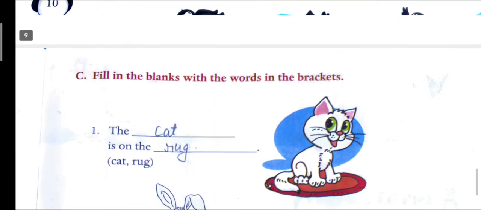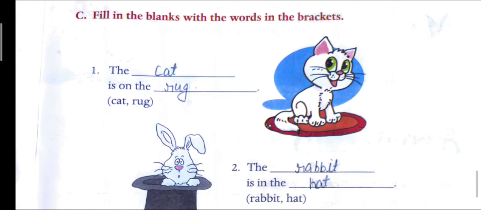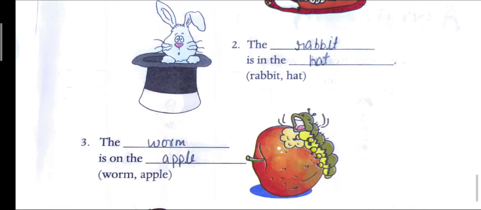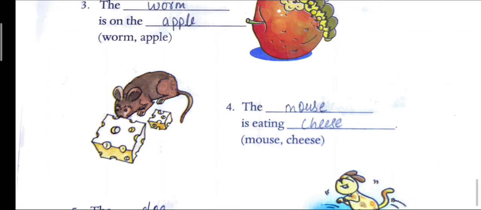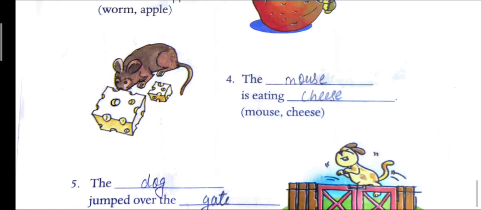Now next question, fill in the blanks with the words in the brackets. Here are some words given in the brackets. You just have to fill the blanks. The dash is on the dash. The cat is on the rug. Like this only you have to do the other questions also. Okay. So here your chapter ends.